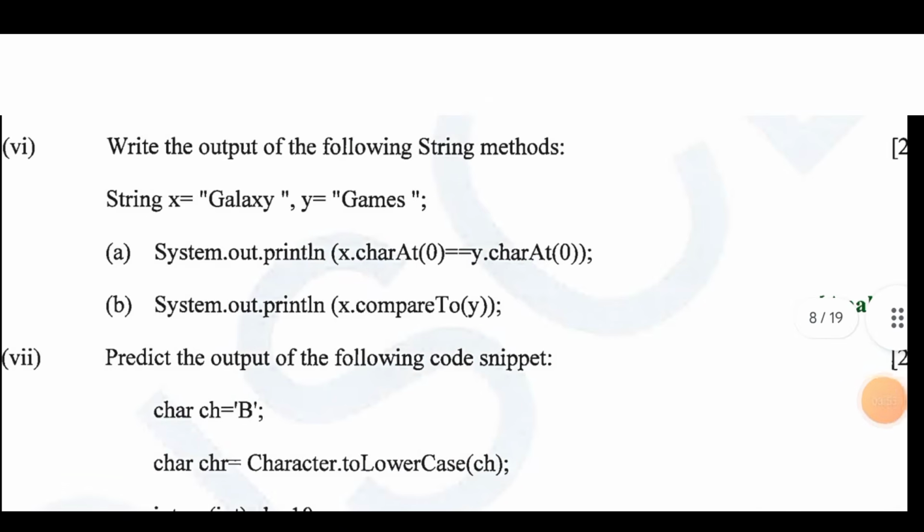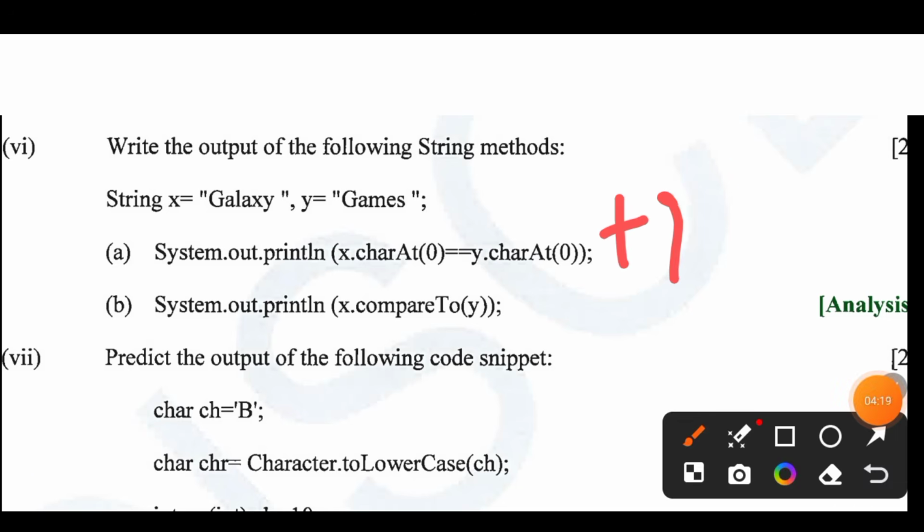Question number 6. Write the output of the following string method. String x is galaxy and string y is games. So System.out.println(x.charAt(0) == y.charAt(0)). Both have capital G, so it is true. Because we are comparing them, true will be returned and true will be printed, a boolean value.